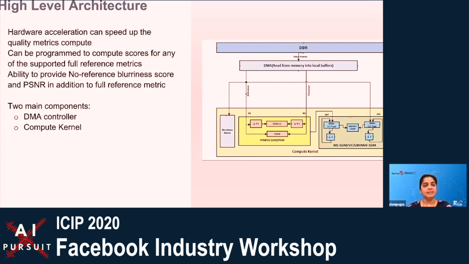Here we propose a high-level architecture to compute these quality metrics in hardware. Quality metrics in general are classified as full reference, reduced reference, and no reference metrics based on the availability of a reference image to compute the scores. The proposed architecture can support both full reference and no reference metric algorithms. The two main components of this architecture are the DMA controller and the compute kernel. The DMA block is used to fetch the input frames from the memory, and the compute kernel is the one that actually computes the various quality metric scores. Next slide, please.